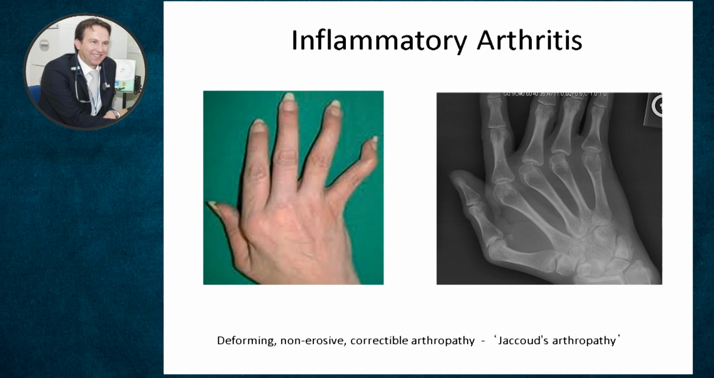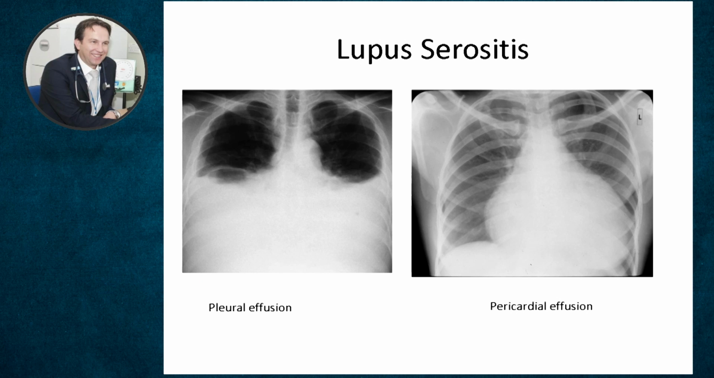Inflammatory arthritis is a hallmark of many patients with lupus, but the characteristic Jaccoud's arthropathy is a deforming, non-erosive and correctable arthropathy that can look clinically very similar to rheumatoid arthritis, but is not erosive. Lupus serositis is common, so patients present with pleurisy and pleural effusions, pericarditis and pericardial effusions, and less commonly with abdominal serositis.